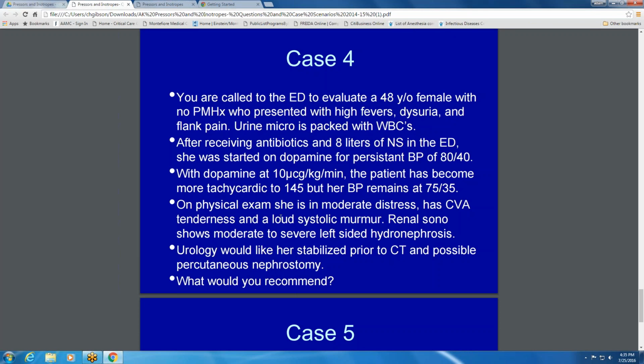Any thoughts? You're the console fellow, you're pushing this machine around, you've got your bag. You're thinking Neo? Okay. Why would you think Neo? Because she got so tachycardic. Okay, he thought the tachycardia was very contributing to her blood pressure. So why would that tachycardia contribute to your blood pressure?